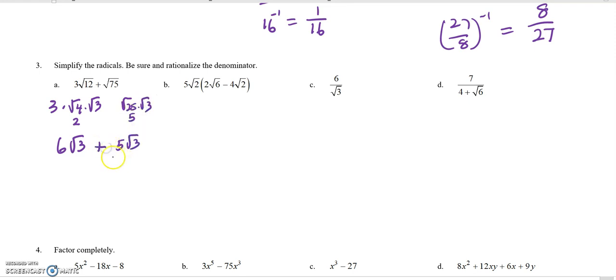It's plus. If these are the same radicals, we can add them together. Just like 6x plus 5x is 11x, 6 root 3 plus 5 root 3 is 11 root 3.